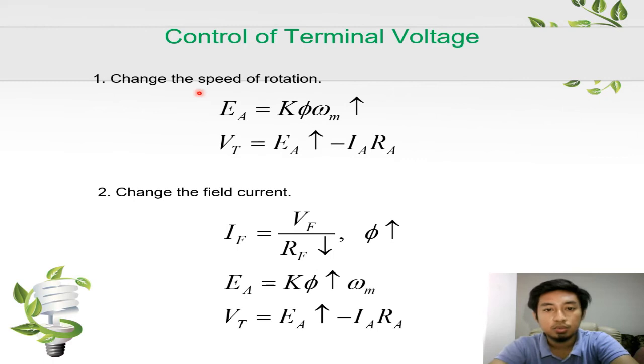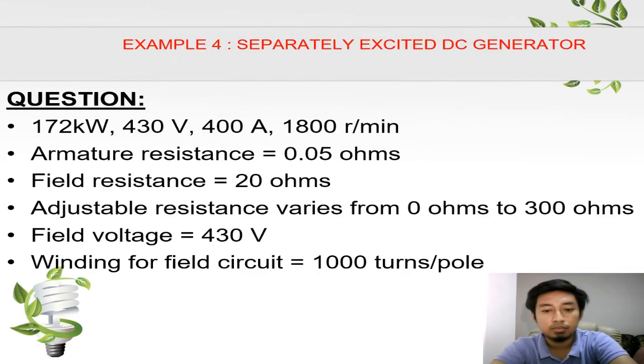Okay, how do we control the terminal voltage? For the motor we need to control the speed, but for the generator we need to control the terminal voltage. According to this, we change the speed of rotation, and then we change the field current. I hope all of you still remember the motor part. This is not a major difference between the motor and the generator.